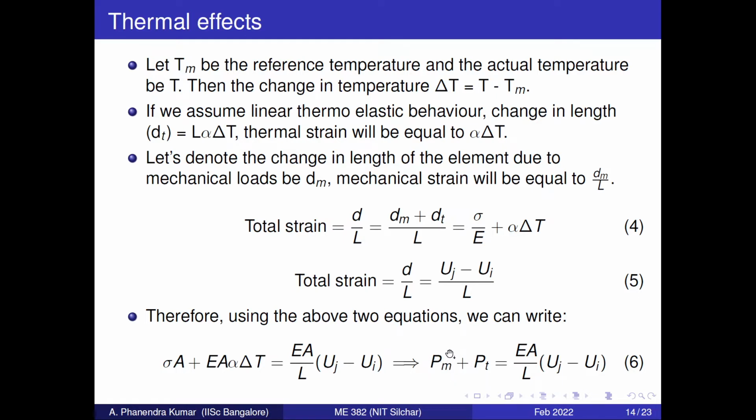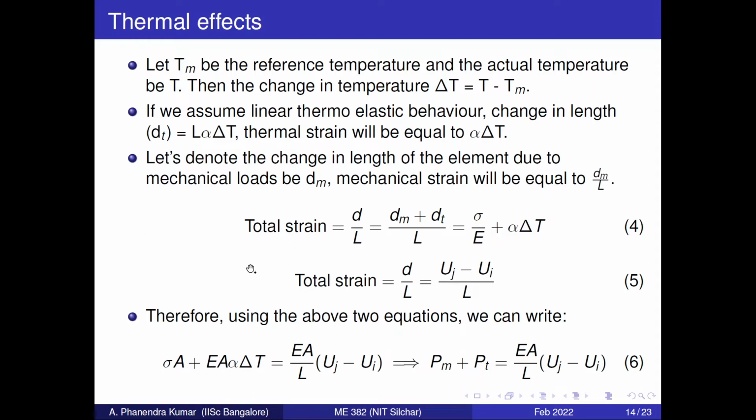We are representing it as Pm, where M represents the mechanical and P is the load. The same for the temperature: T is the temperature, and Pt is the load due to the temperature change. This should be equal to E A by L into Uj minus Ui. So this formulation we have obtained for a straight member or straight element. This is not a general formulation, right?